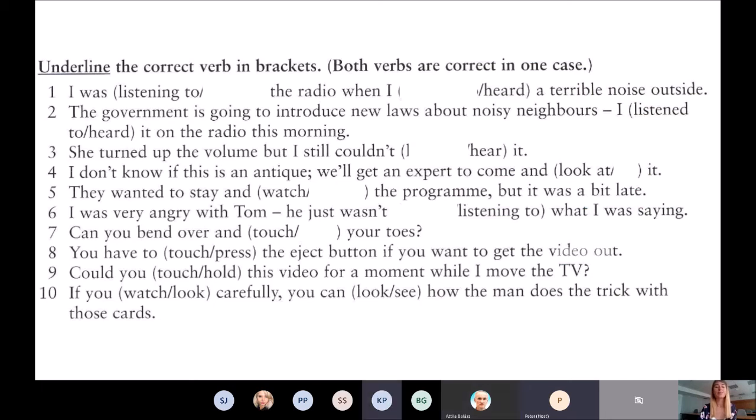Press the button. Very good. Can you also say push the button? Yes, you can say push the button, but push means push away usually. Okay. But press, just simply apply the pressure.